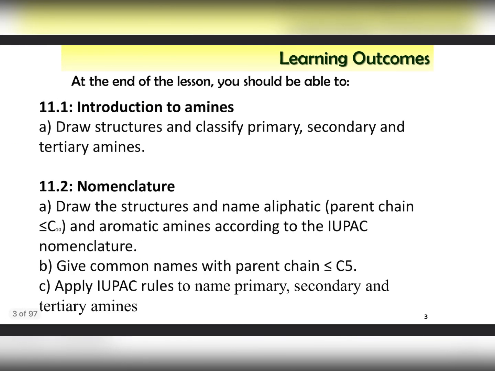Right, so here are the learning outcome. At the end of this lesson, you should be able to draw the structure of amine and classify them into primary, secondary and also tertiary amine. Next, kita akan tengok nomenclature. You should be able to draw the structure and name the aliphatic and aromatic amine according to IUPAC nomenclature. And then next, give the common name with parent chain less than carbon 5 and apply the IUPAC rule to name the primary, secondary and tertiary amine.